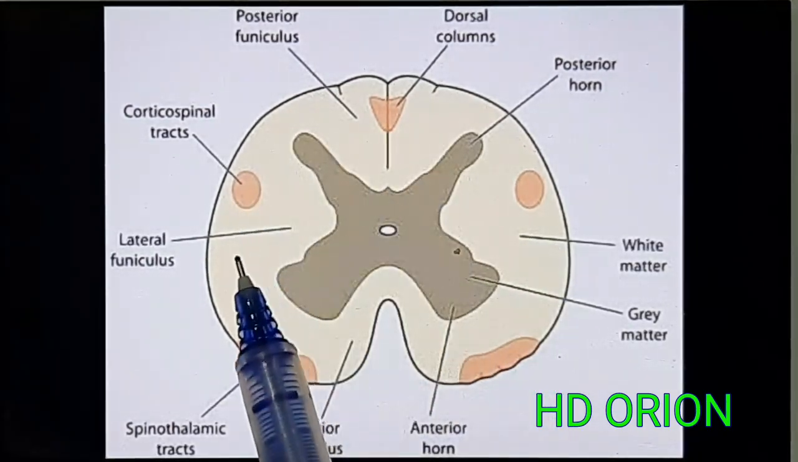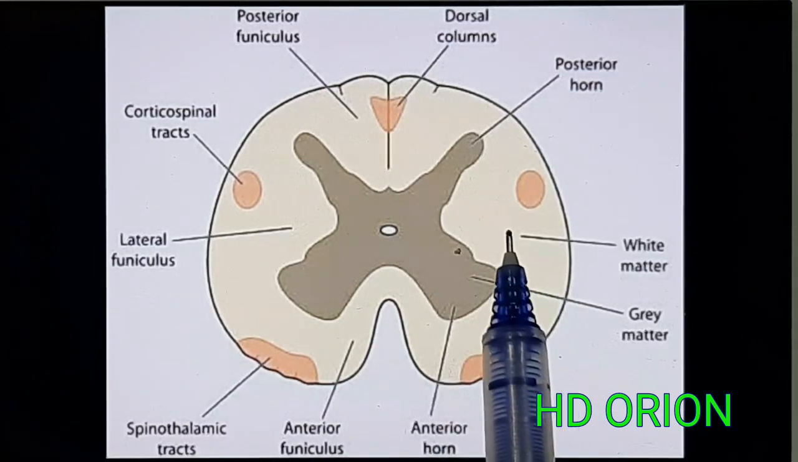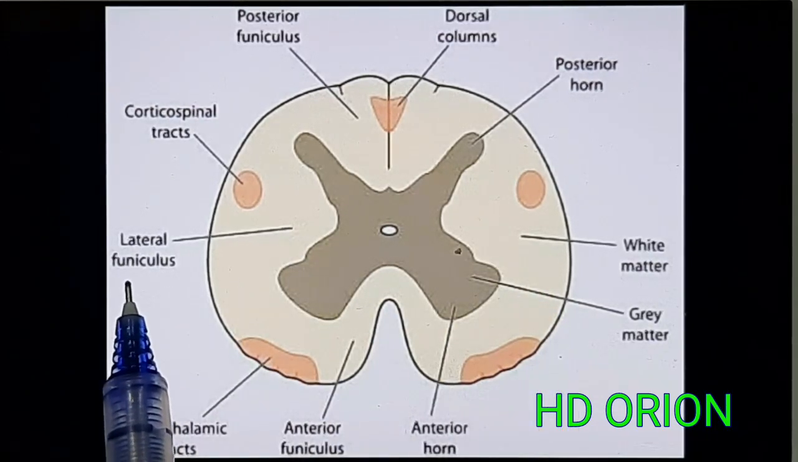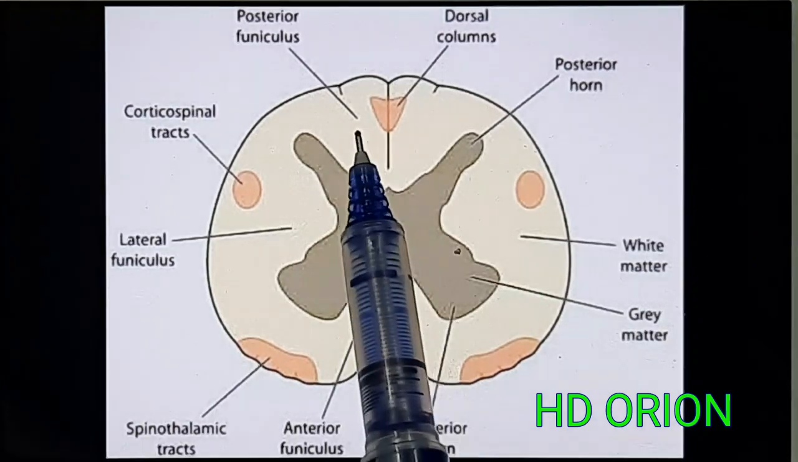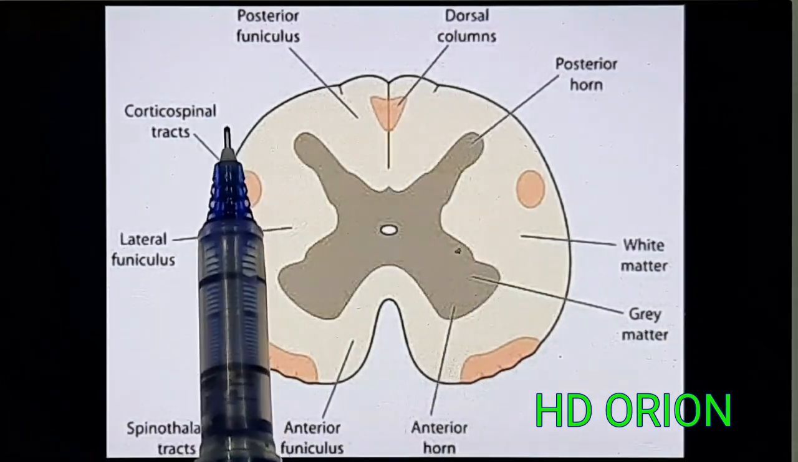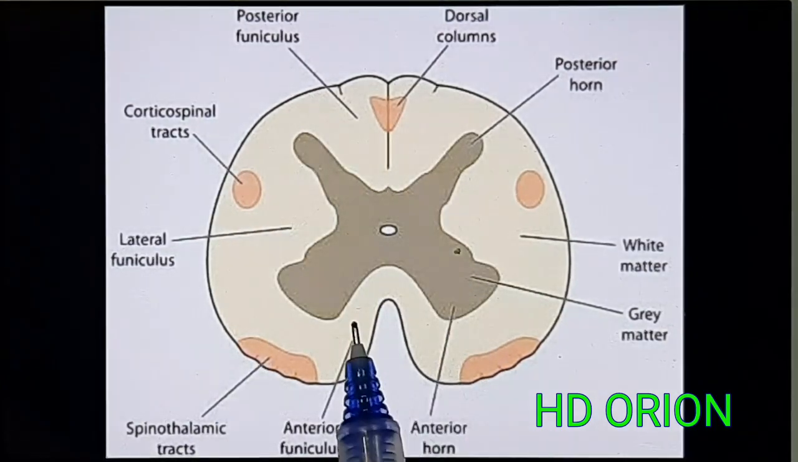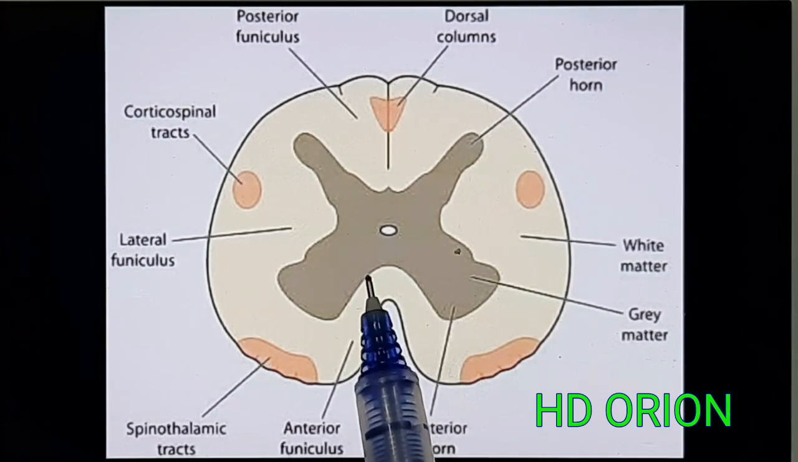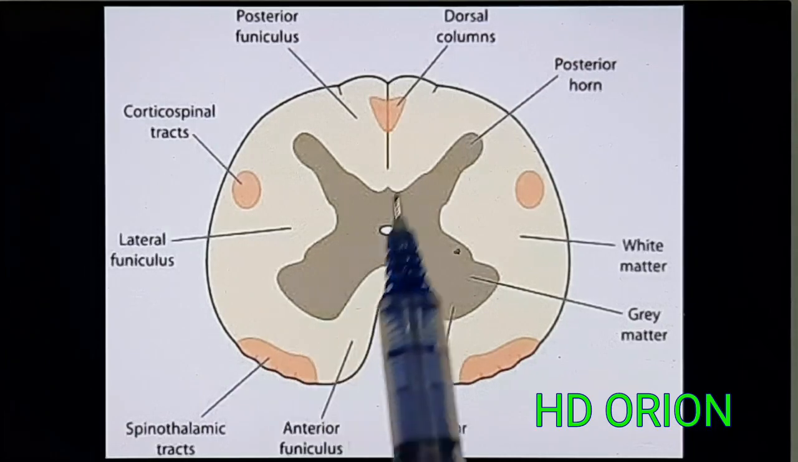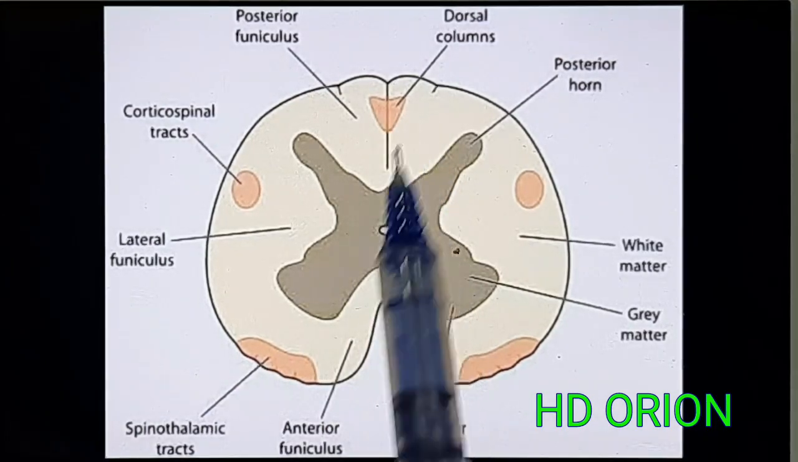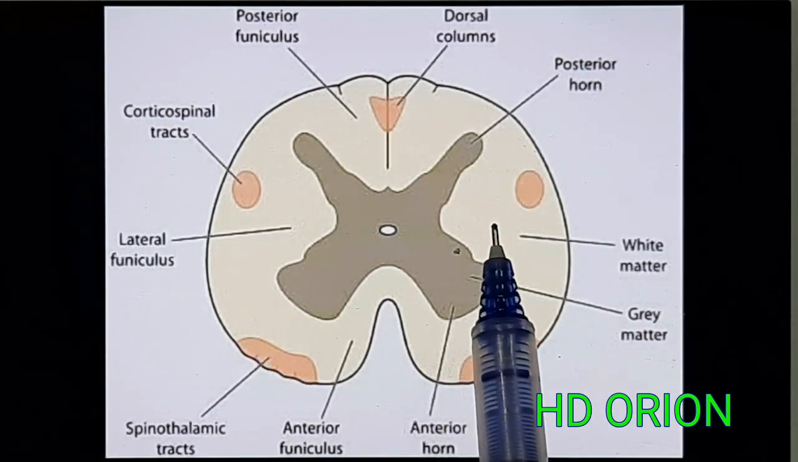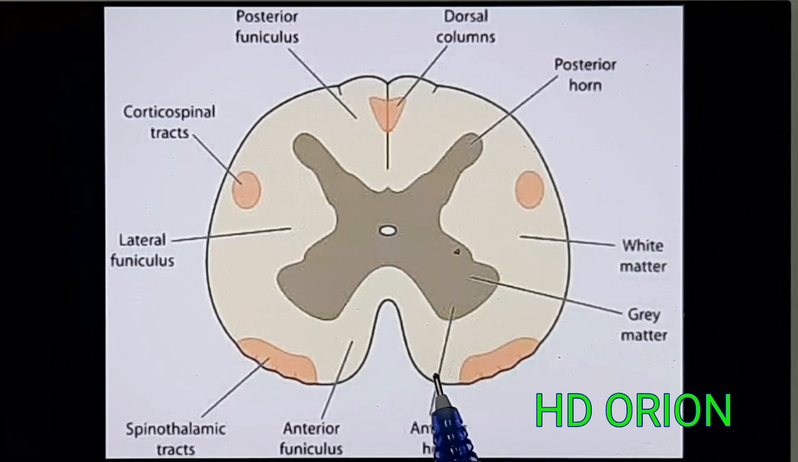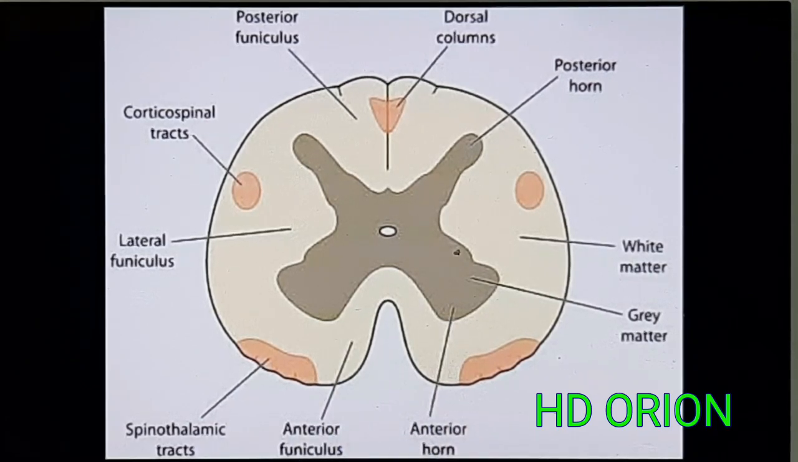The white matter is known as funiculus. The ones in the sides are called lateral funiculus. The one in the above part is called dorsal funiculus, and this side is known as ventral funiculus. So the white matter is surrounding the entire gray matter. This side is dorsal funiculus, the sides are lateral funiculus, and this side is ventral funiculus.